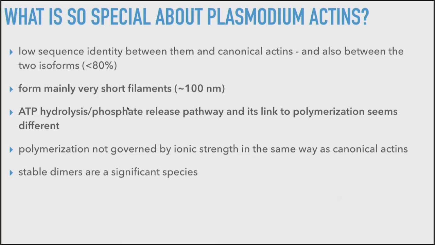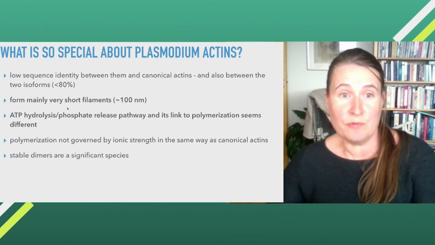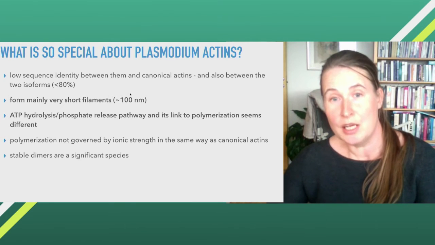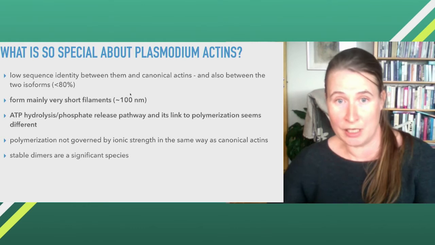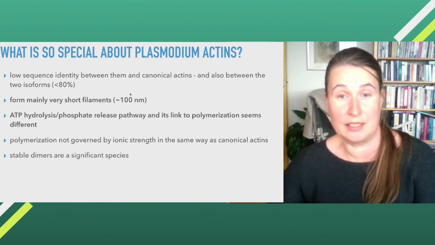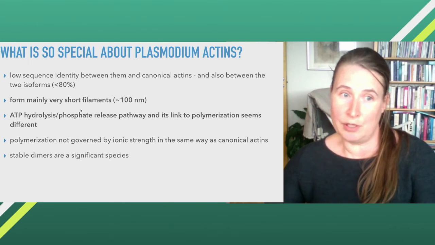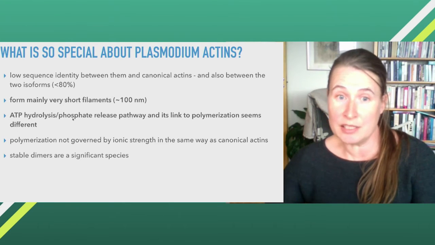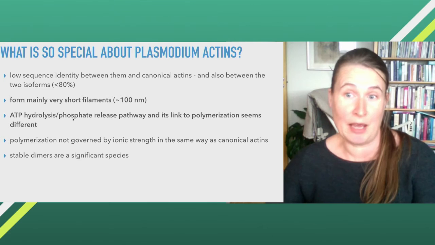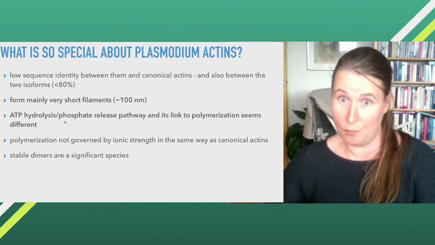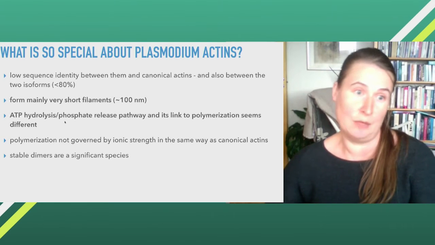A very peculiar feature of the parasite actins is that they form very short filaments, which are in the range of about 100 nanometers, whereas the filaments that I showed in the beginning of this presentation can be, as I said, tens of micrometers long. We also found out already a couple of years ago that the ATP hydrolysis and phosphate release pathway seem to be different in the parasite, and I'll go more in detail into this in a bit.